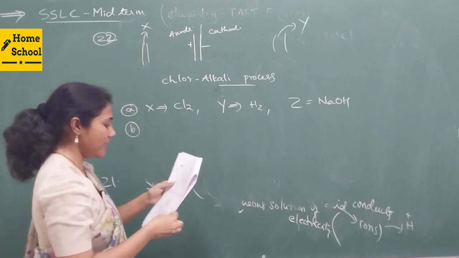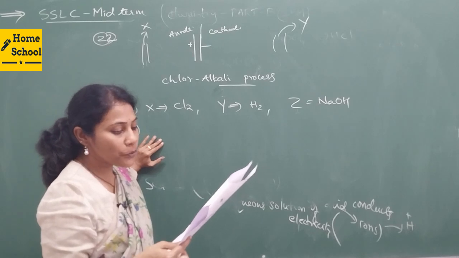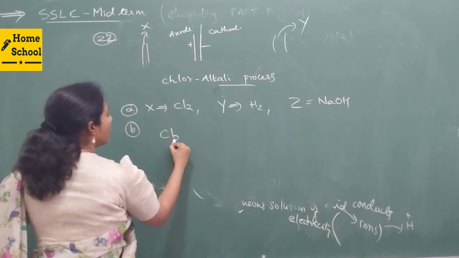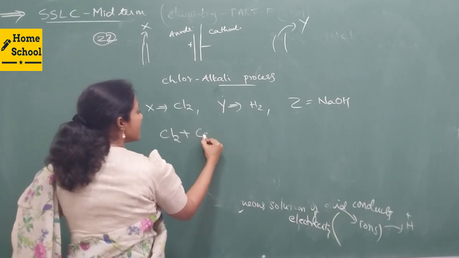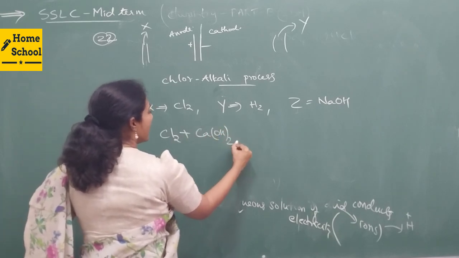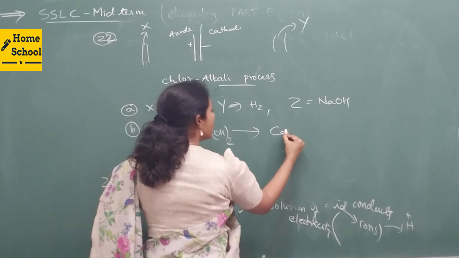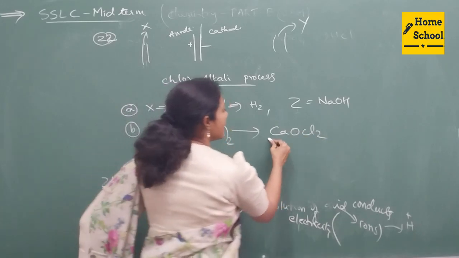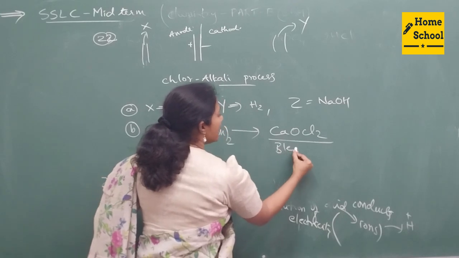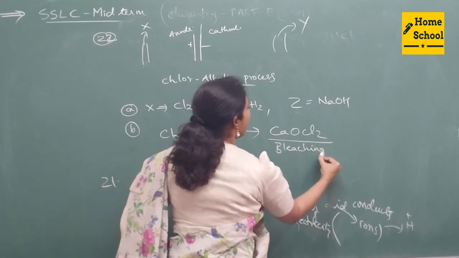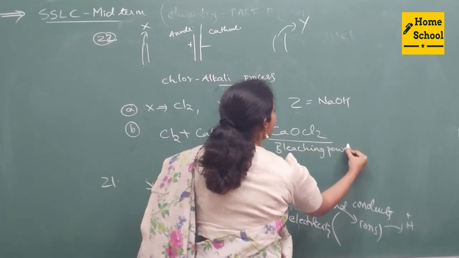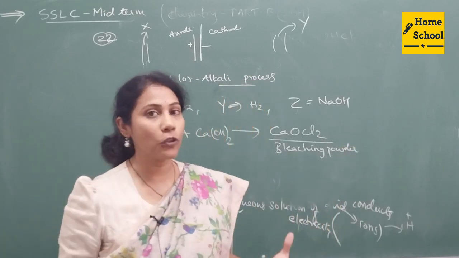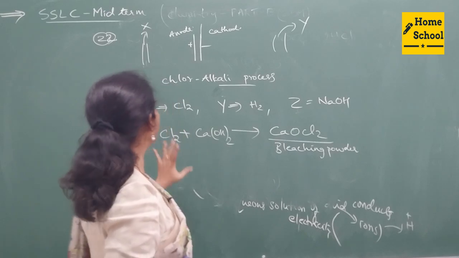Now, this is the A sub question. The B sub question is, name the product produced by the action of X on slaked lime. What is X here? Cl2. So when you pass this Cl2 on slaked lime, which is calcium hydroxide, you will get bleaching powder, calcium oxychloride. So this is the product. It is a bleaching powder preparation. Such questions are very important, and many such questions I will give in the codes and I will train you. Okay, don't worry.